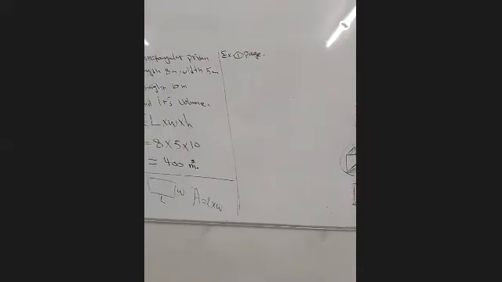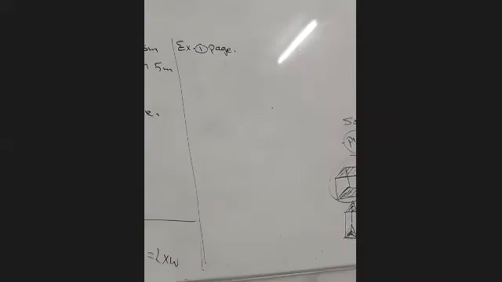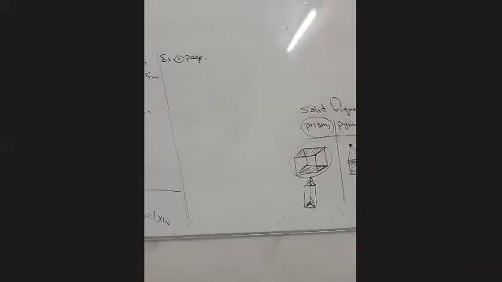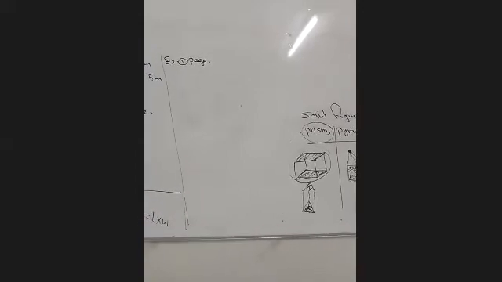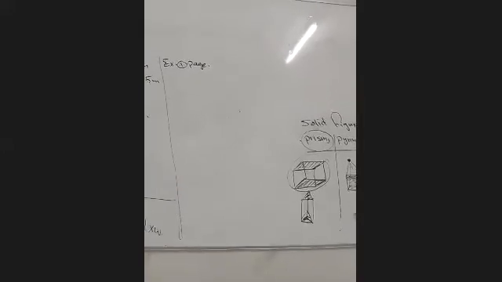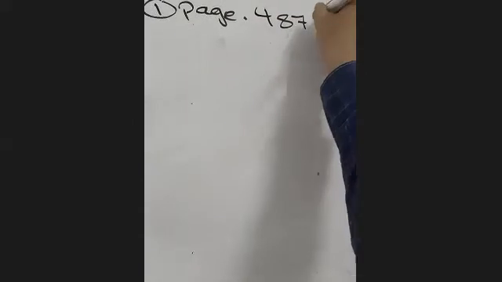Read it, Tamim. Example 1. Okay, mister. Find the volume of a rectangular prism. Which page? 487. We are on page 487, guys. So go to example 1, please.